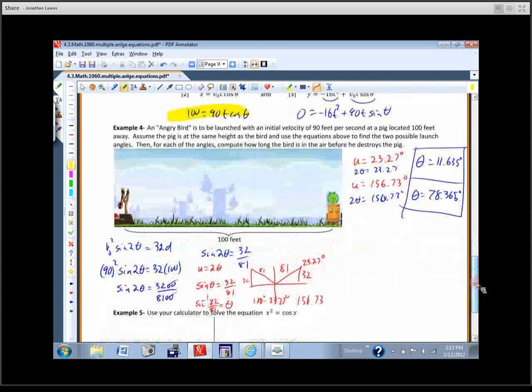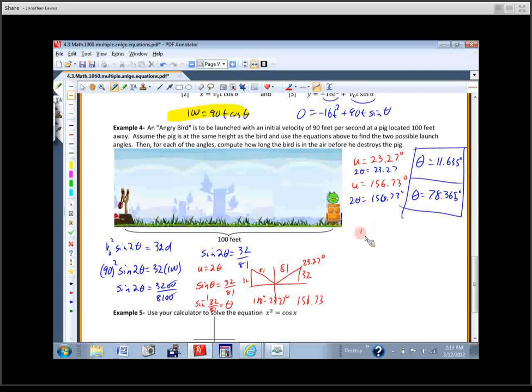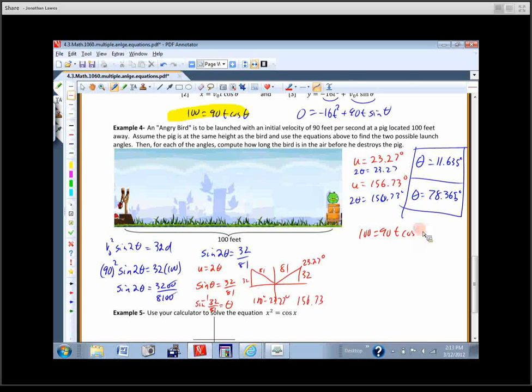Okay? So we'll plug this stuff into the problem. This is going to be 100 equals 90t cosine of 11.635. So that means t is going to equal 100 over 90 times cosine of 11.635. Type that into your calculator, and what does that say?